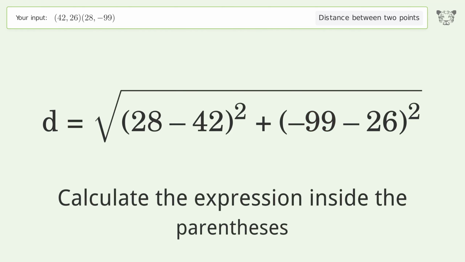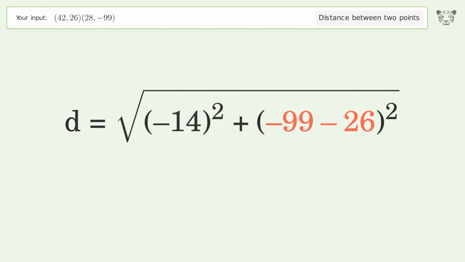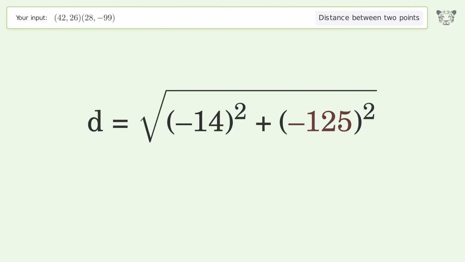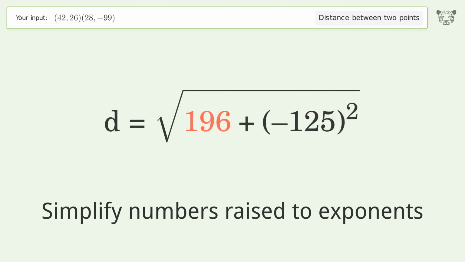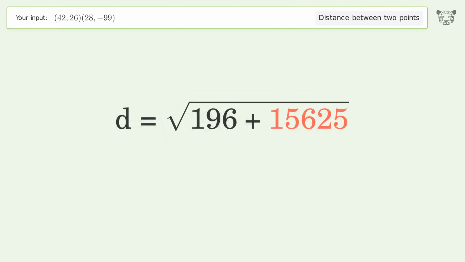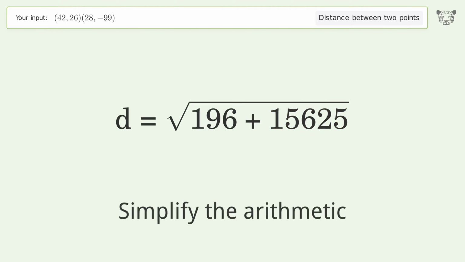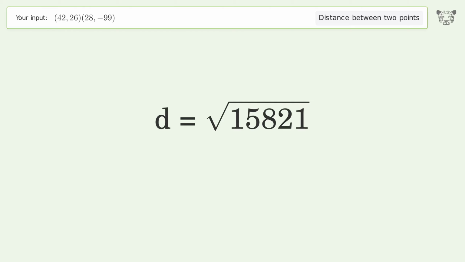Calculate the expression inside the parentheses. Simplify numbers raised to exponents. Simplify the arithmetic. And so the distance between the 2 points is the square root of 15,821, or 125.782.